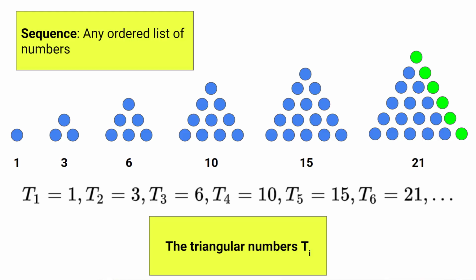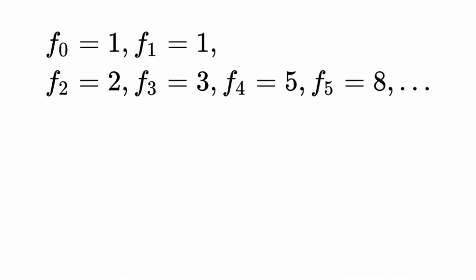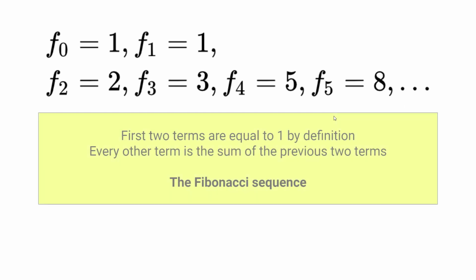Here's another sequence, which this time the index starts at 0. F0 is 1, F1 is also 1, F2 is 2, F3 is 3, F4 is 5, F5 is 8, and so on. So first of all, note that unlike with sets, sequences can and often do have duplicate terms. The pattern in this sequence is that the first 2 terms are both 1, but every other term is the sum of the previous 2. This one is called the Fibonacci sequence, and it plays a very big role in math and computer science.